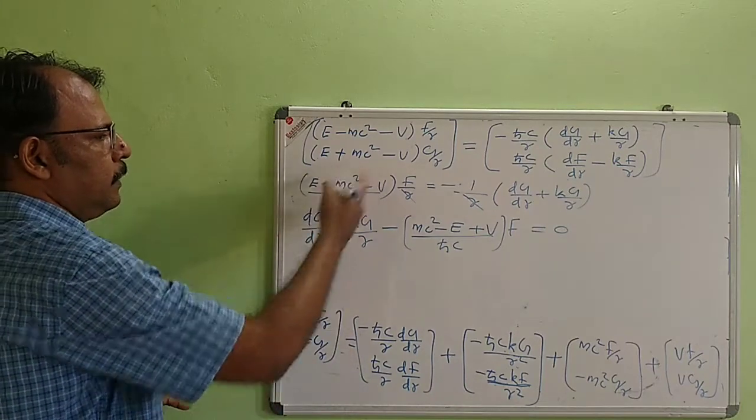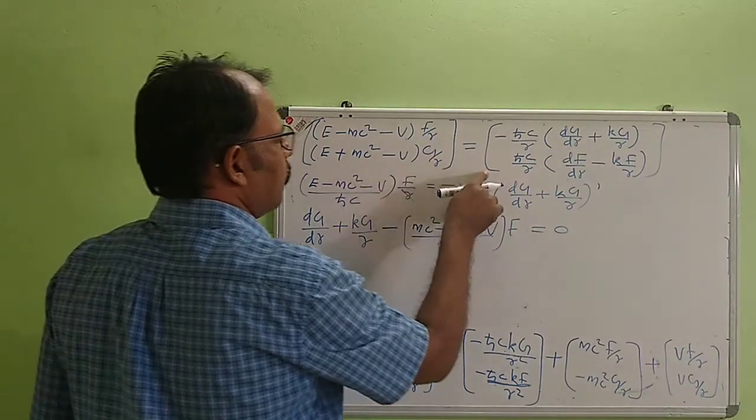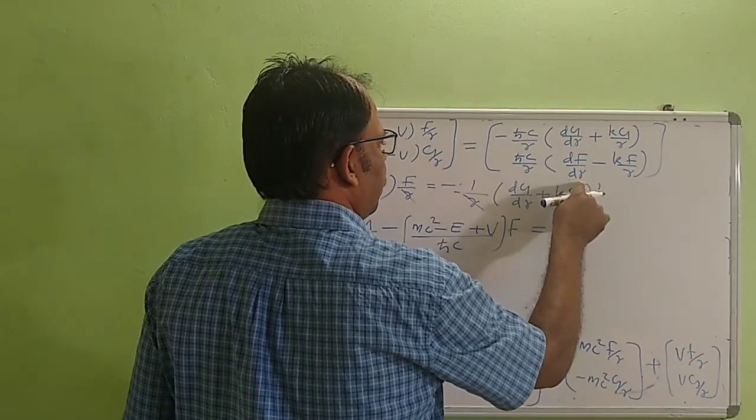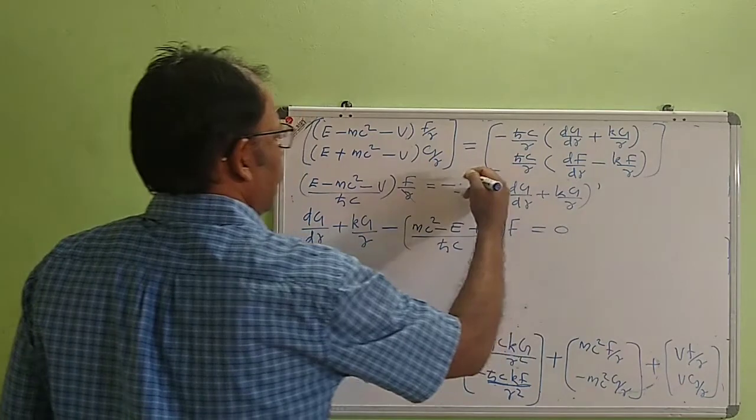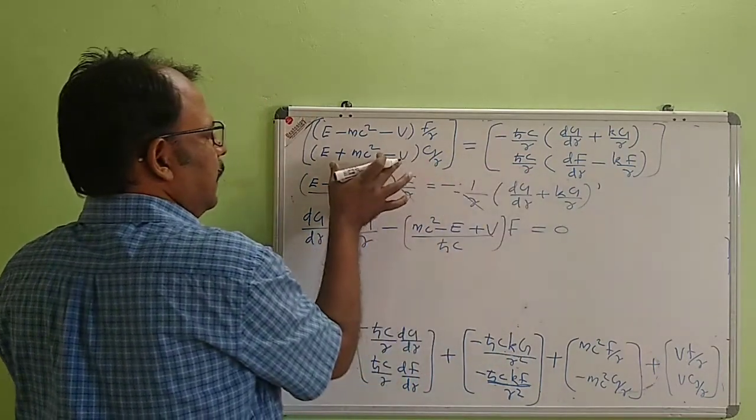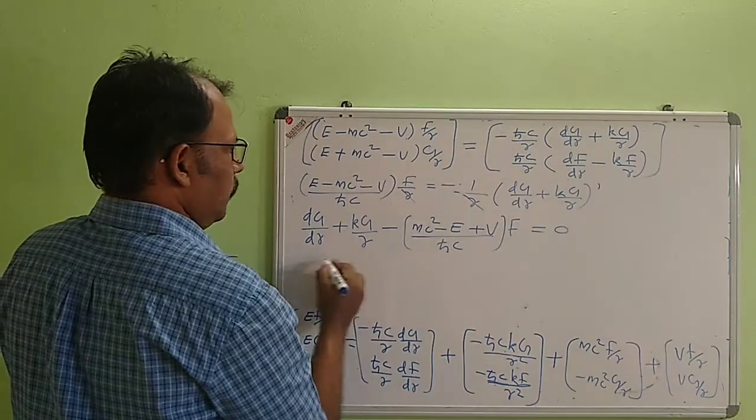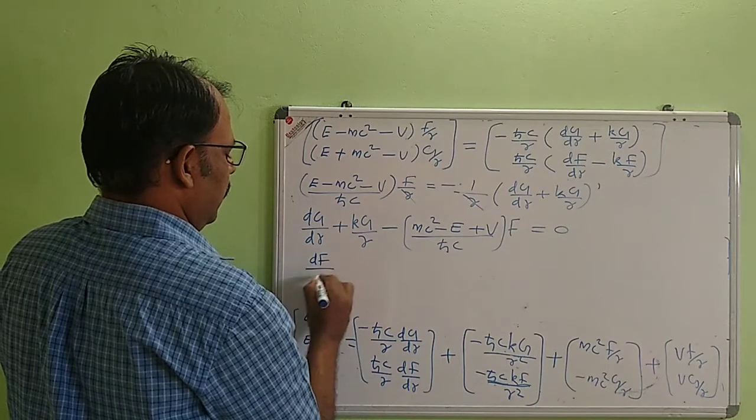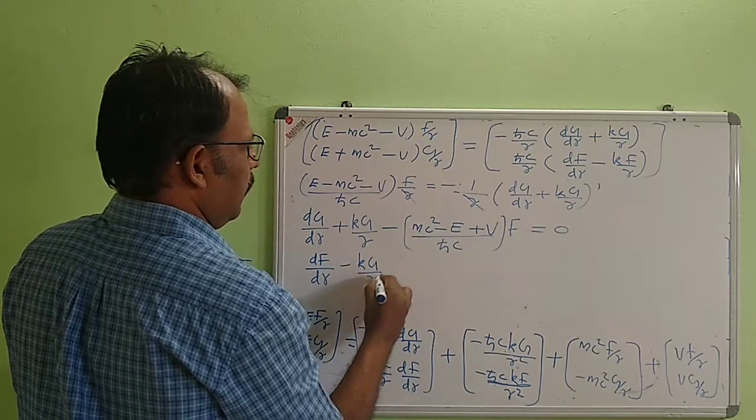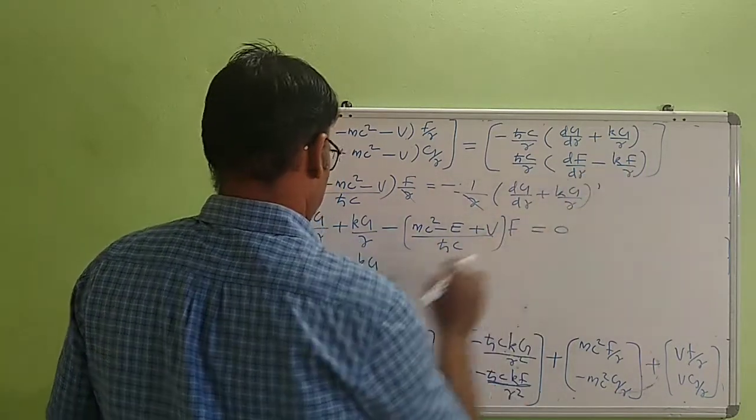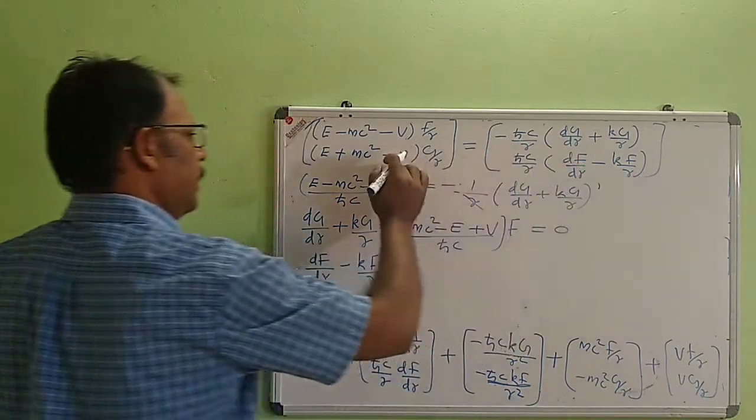Now, in a similar way, write the second equation. When I take the second equation, E plus mc square minus V into G by R equal to h bar c by R df by dr minus Kf by R, and R will get cancelled. Then take this term to the right hand side, here we will be having df by dr minus Kf by R, and I am dividing with h bar c by R.